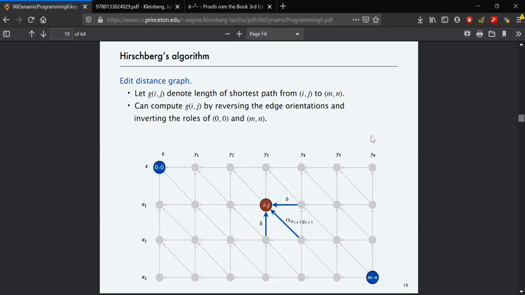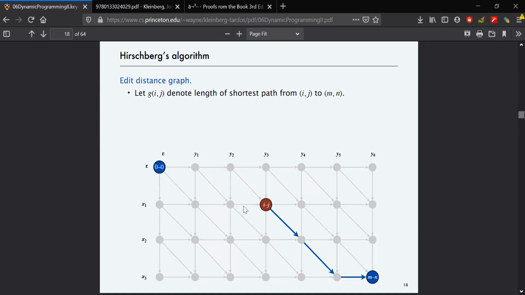So this will be there somewhere. By definition, fij was the length of the optimum path from 0,0 to ij. And by definition, the length of the optimum path from ij to mn is gij. So fij plus gij is the length of the optimum path from 0,0 to mn that passes through ij.